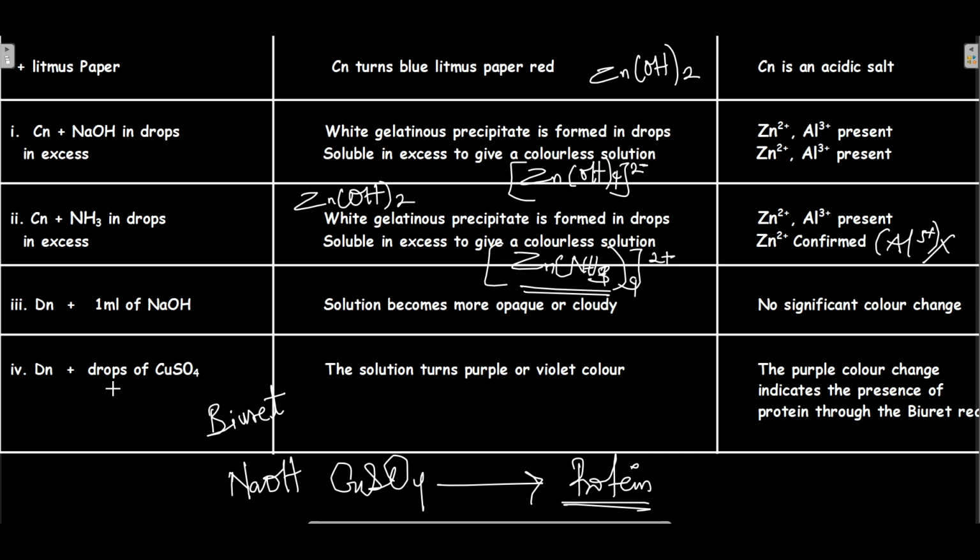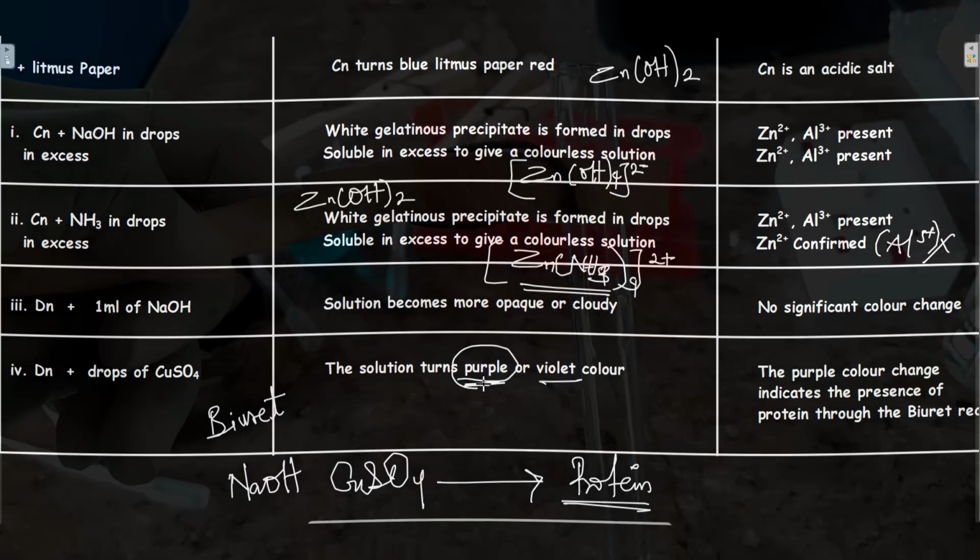Then on addition of copper sulfate, the copper reacts with the precipitated protein and the solution turns purple. Some articles say violet, but from observation it turns purple. The purple color indicates the presence of protein, and this type of analysis is called biuret analysis.